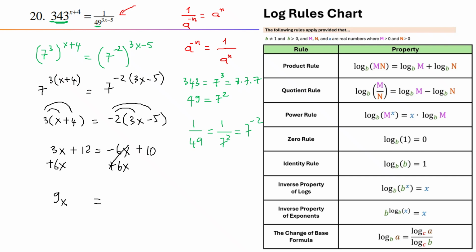Okay, now we will subtract 12 from both sides, so that this is gone, and then we have minus 2. Then we'll divide both sides by 9. Now you will have x equal to negative 2 over 9.